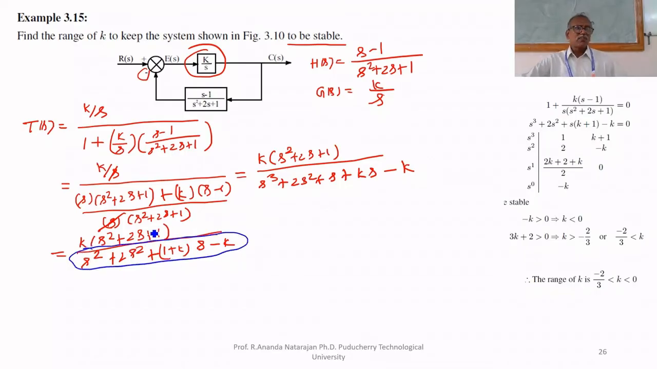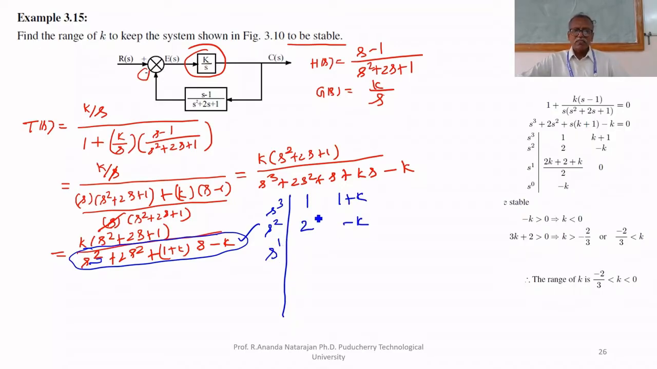The roots of that characteristic polynomial must be on the left hand side for a stable system. So now we will apply the Routh array. We got the denominator polynomial. For that, we have to form the Routh array: s³, s², with the rows 1, 1 + k and 2, -k.